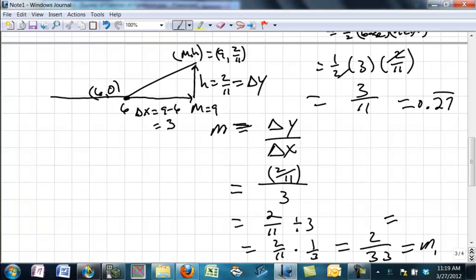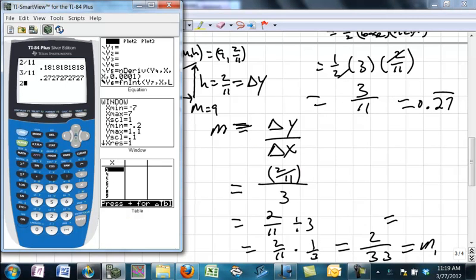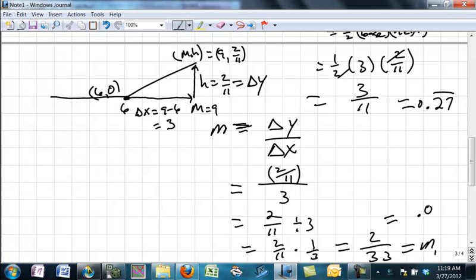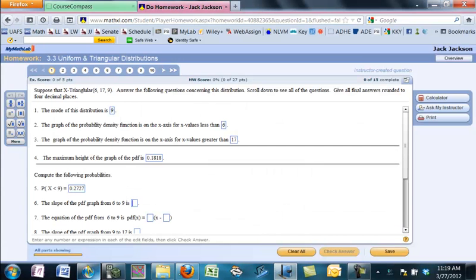Let's do that as a decimal. 2 divided by 33 is 0.06060606, so 0.06 repeating is the slope. Now we're going to use the 2 over 33 in our further calculations, but we'll round that off to 4 decimal places for the answer here. 0.0606.